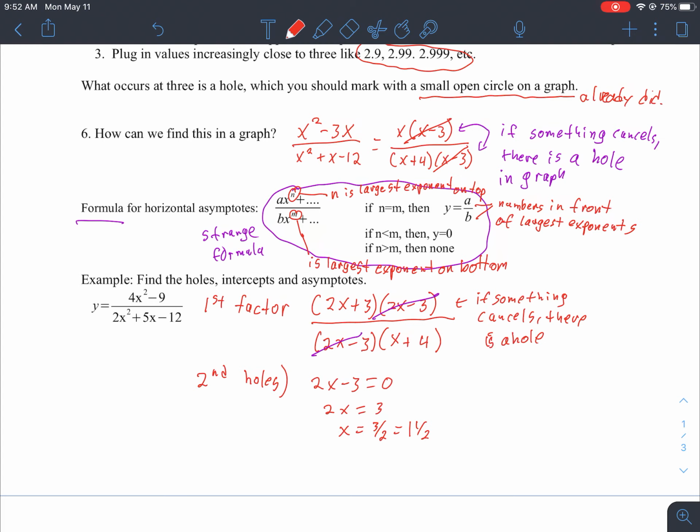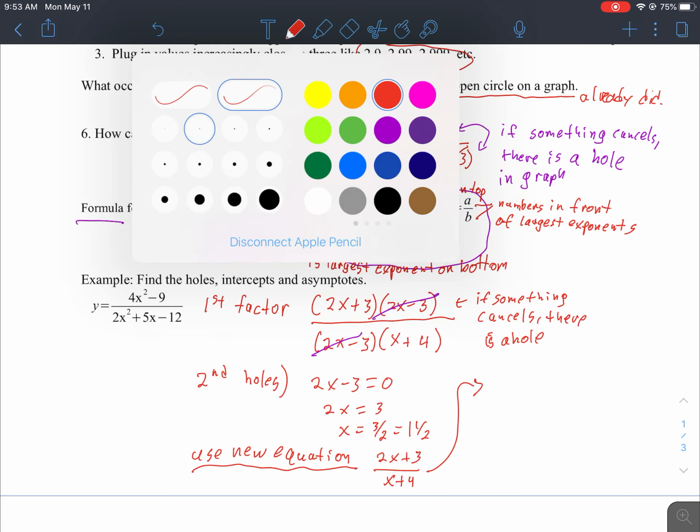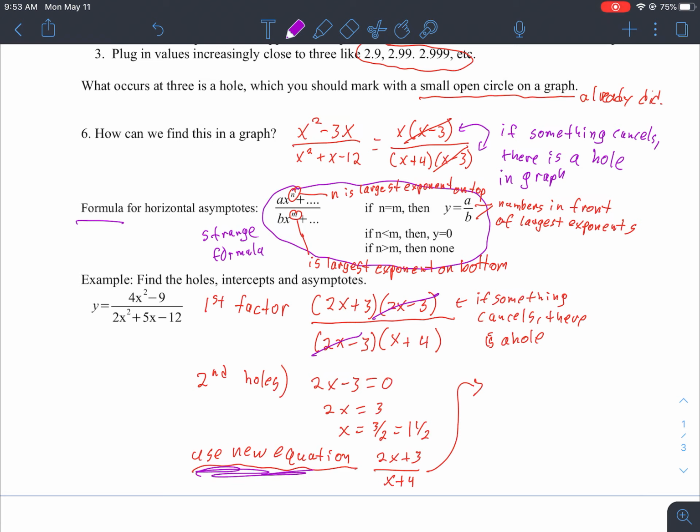All right. Now, you use your new equation, which is 2x plus 3 over x plus 4. Now you look for your intercepts and asymptotes. Okay. Now, you must use your new equation, not your old equation.